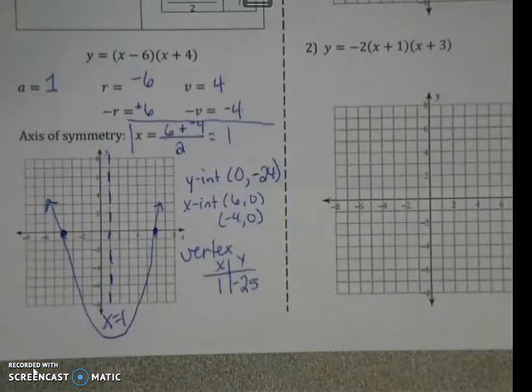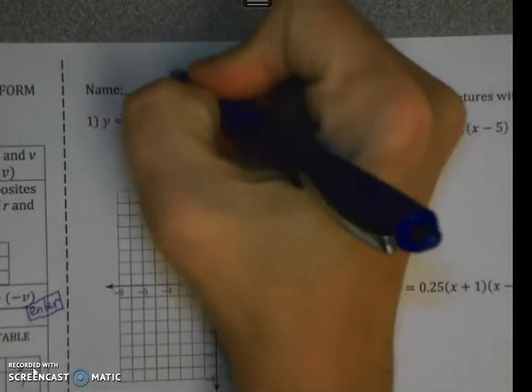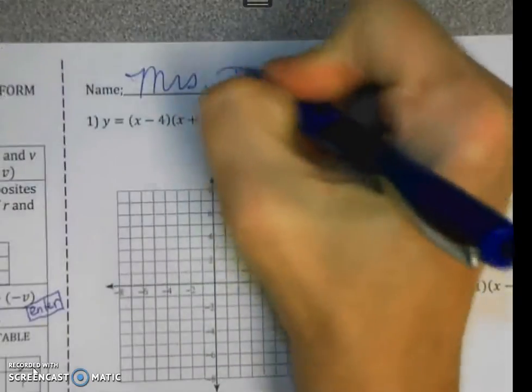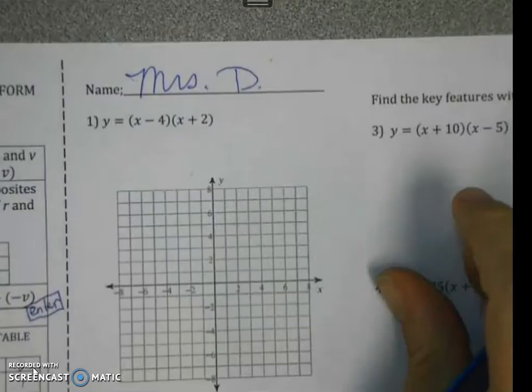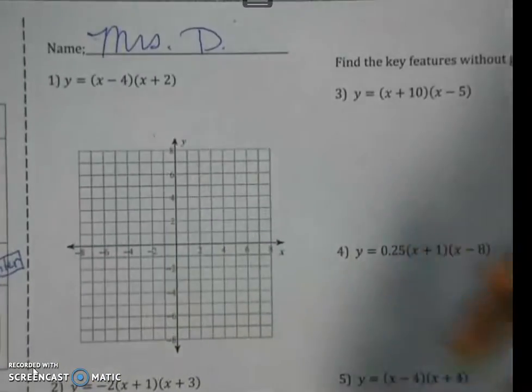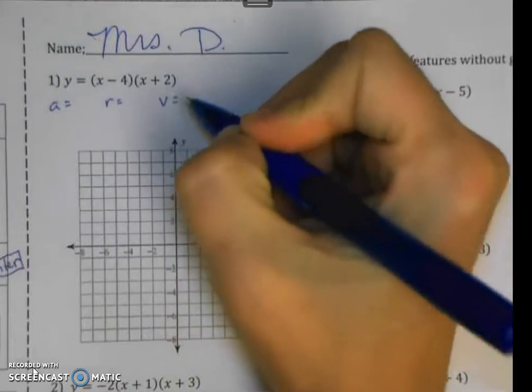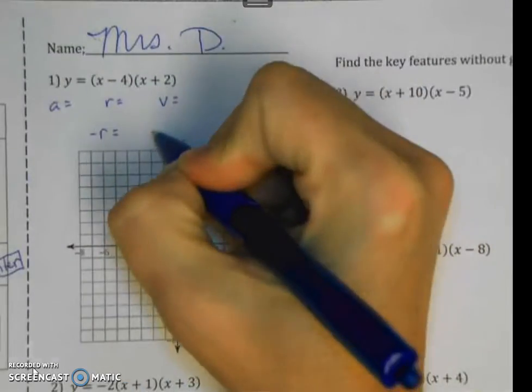Now, if you get this and want to just go on and do 1, 2, 3, 4, and 5 by yourself, go ahead. Otherwise, I'm going to go on and do number 1 so that if you need another example, you can watch. Make sure you put your name up here. The best thing I think you should do is to imitate, like I did down here. Do A equals, R equals, V equals, opposite of R, opposite of V.